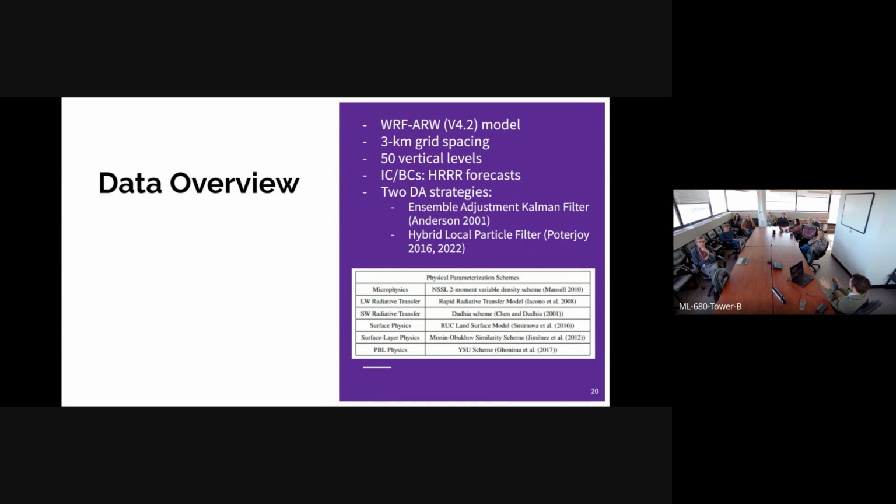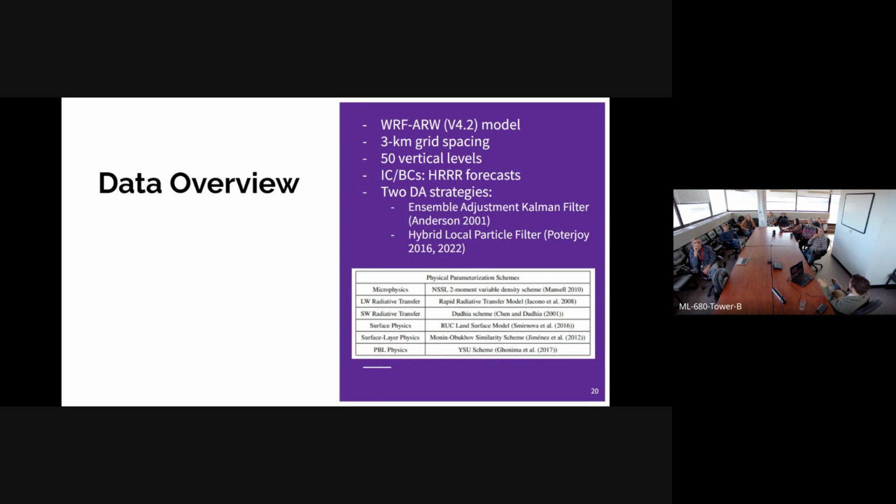So we're using WRF-ARW with a convection allowing resolution. Everything about the physics parameterization schemes for the two data sets is the same. The only place where these two sets of forecasts and analyses differ is the data assimilation strategy that they are using. One of these is going to be using the ensemble adjustment Kalman filter, which for things that are relatively close to the linear Gaussian case is an approximation to the optimal filtering strategy.